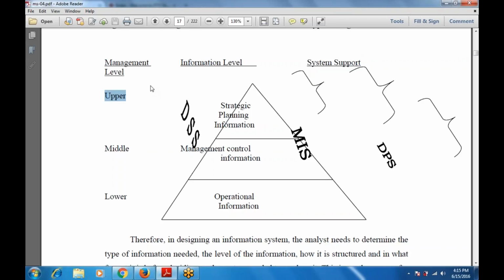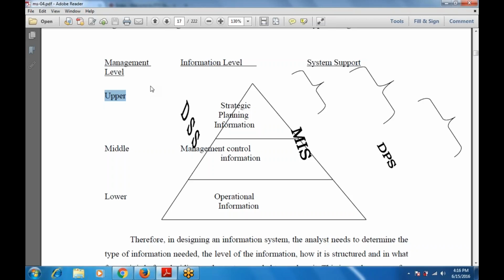For the upper management level, there is strategic information, which includes the DSS. Then middle level management includes management control information, which is established by using the MIS, a management information system. The last one is lower level management, where the information level is operational information, and this is established by using the DPS, that is, the data processing system.